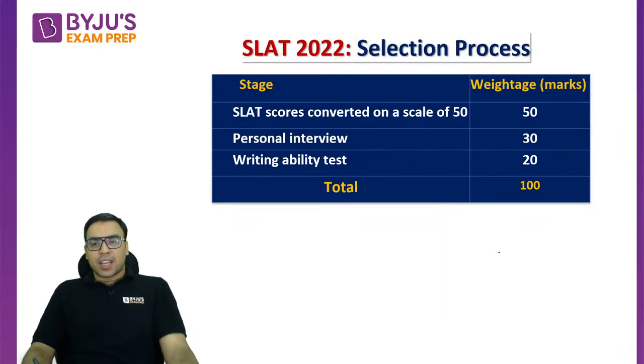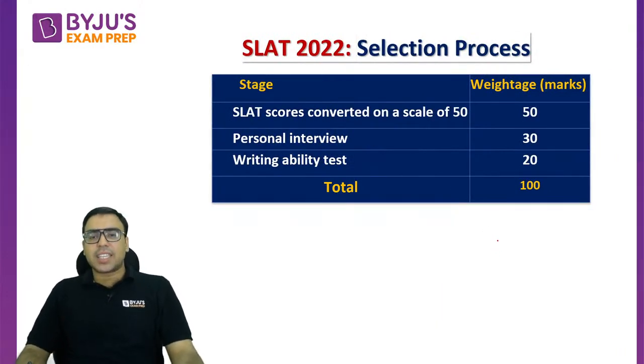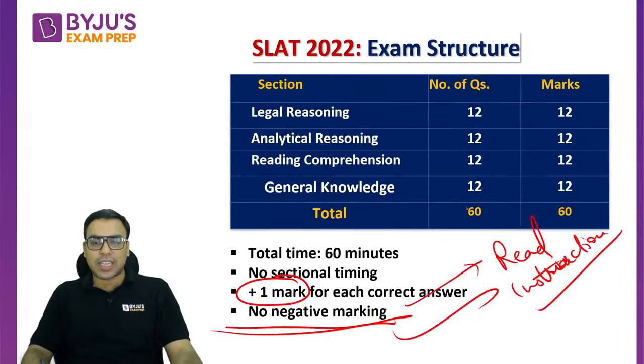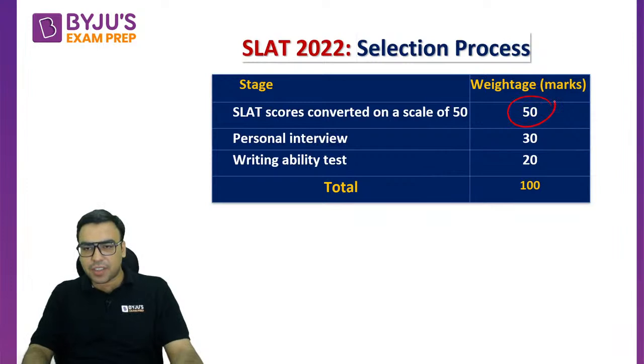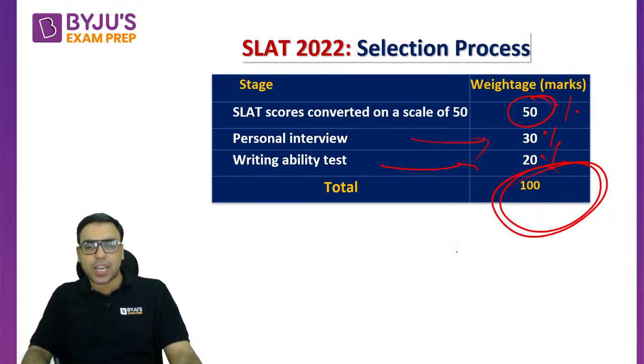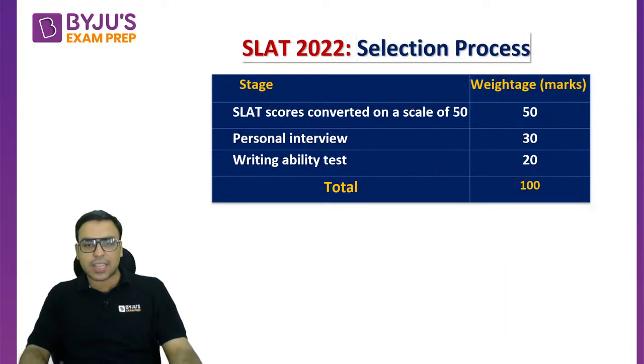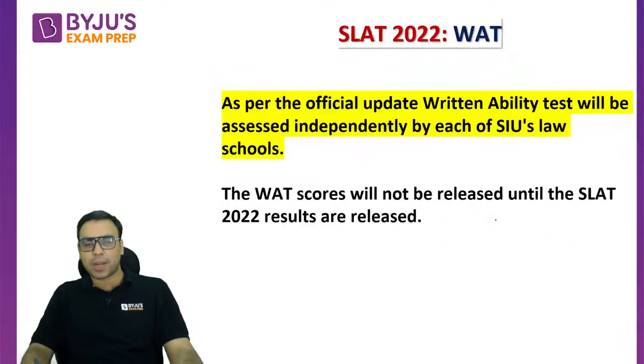Okay. Then yes, of course, this is the weighted marks that they will be carrying. For the written examination that you are going to give, 50% weightage. Then a personal interview they will be taking with 30% weightage, and then a written ability test with 20% weightage. So a total of 100% weightage will be given like this. So the SLAT score will be converted to the 50, 30 and 20 scale. So it will be a 100 marks exam.